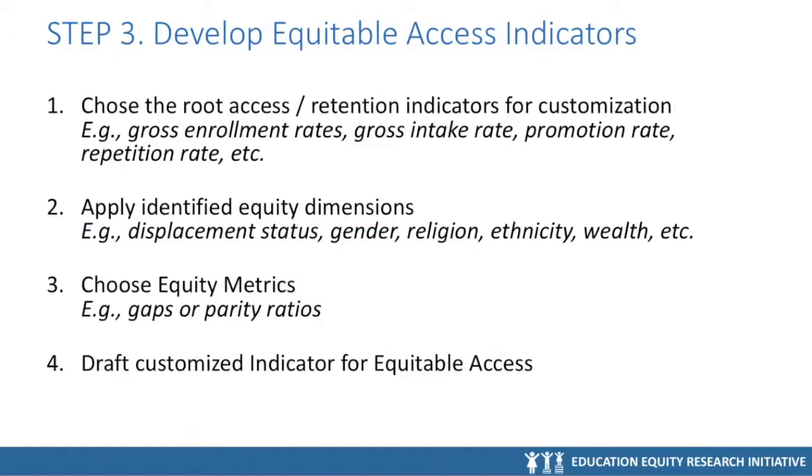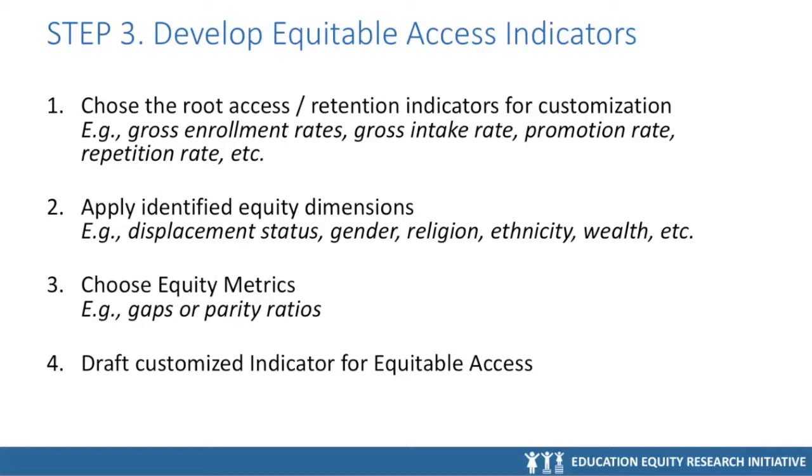The idea is that first, projects identify the root access or retention indicator for customization. The choice of root access or retention indicator should be based on the project objective and on the project theory of change. So, for instance, a project that promotes social and emotional learning within schools may want to focus on retention indicators, whereas a project that is distributing scholarships for out-of-school children may want to focus on enrollment rates.